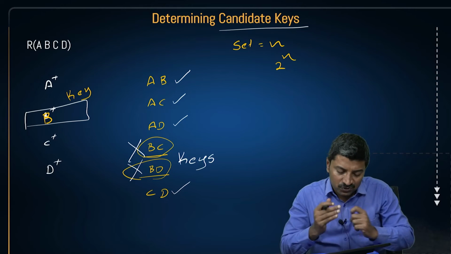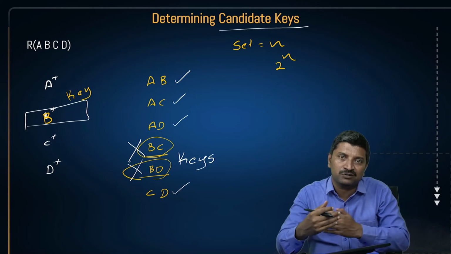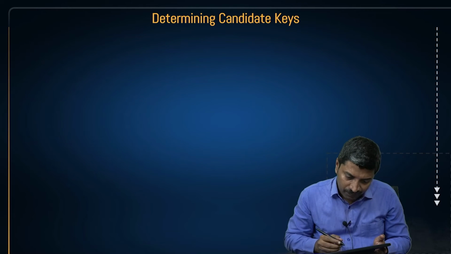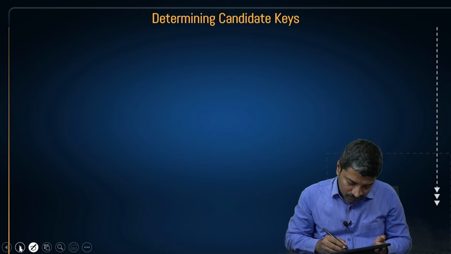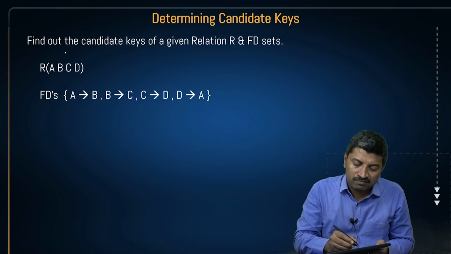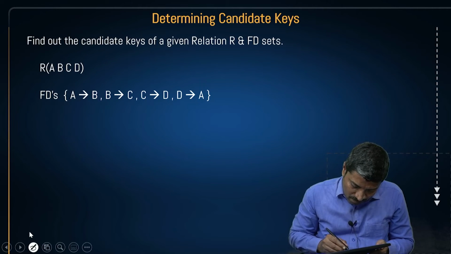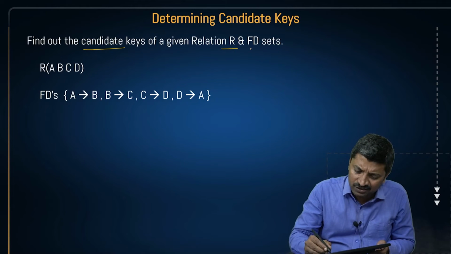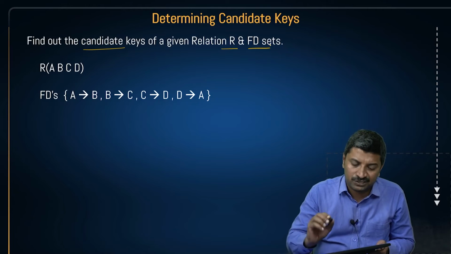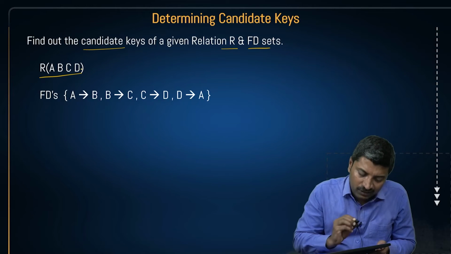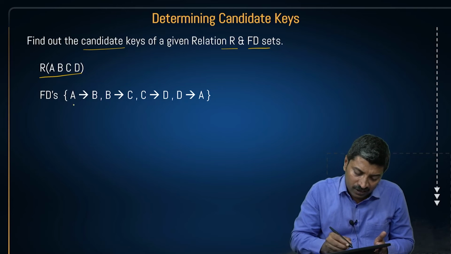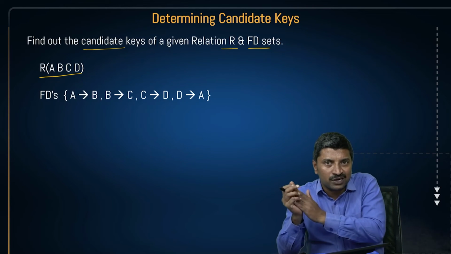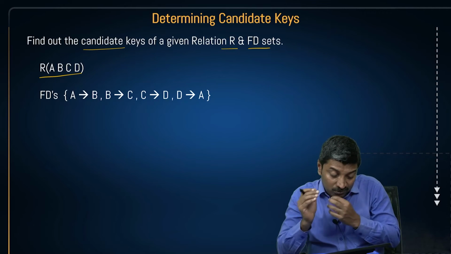Is that clear? So let us see some examples so that we will get more understanding of candidate keys. Find out the candidate keys for the given relation and the functional dependency set. I am having a relation A, B, C, D, and these are the functional dependencies. Okay, fine. Before starting the problems, let me give one more small trick.